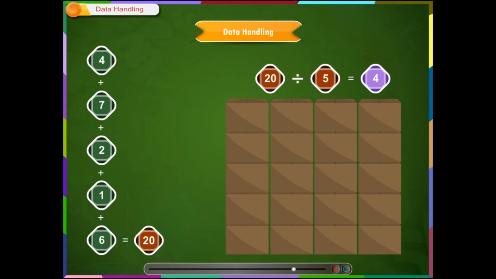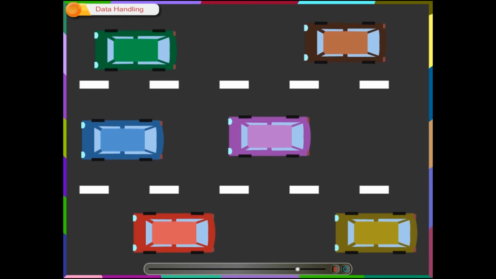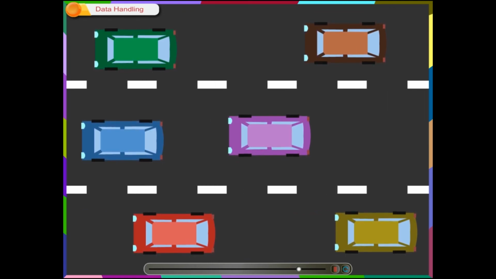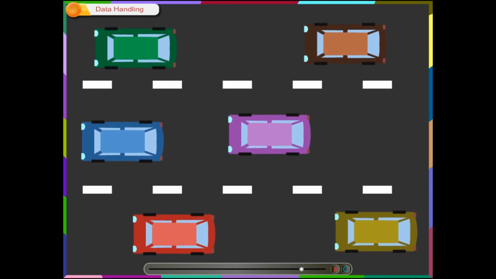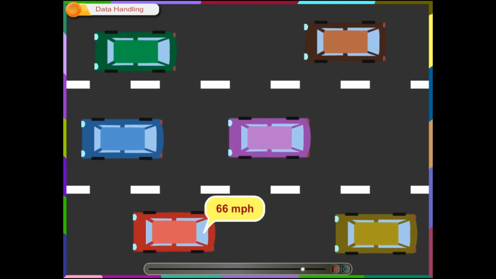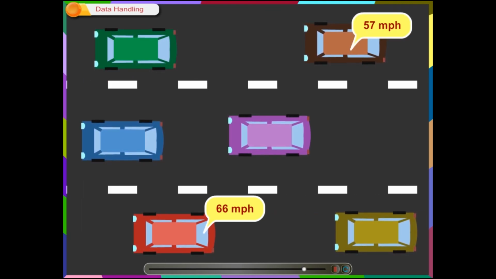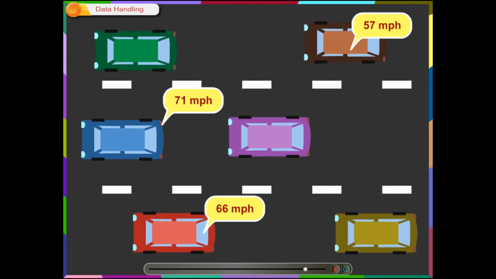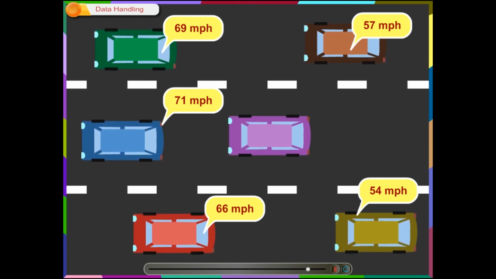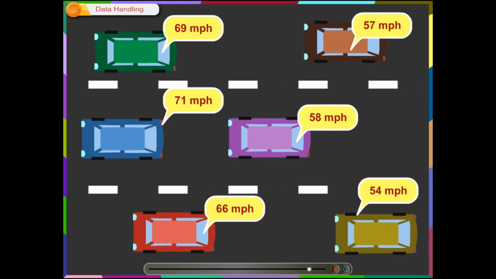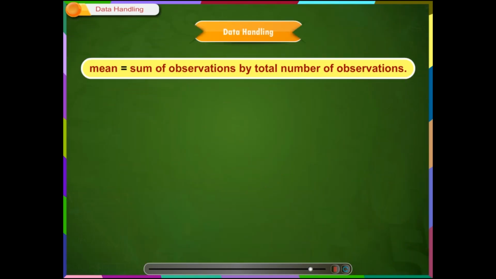Remember, mean is equal to sum of observations divided by total number of observations. We will now solve a problem based on mean. Find the mean driving speed for 6 different cars on the same highway: 66 meter per hour, 57 meter per hour, 71 meter per hour, 54 meter per hour, 69 meter per hour, 58 meter per hour. We know mean is equal to sum of observations divided by total number of observations.